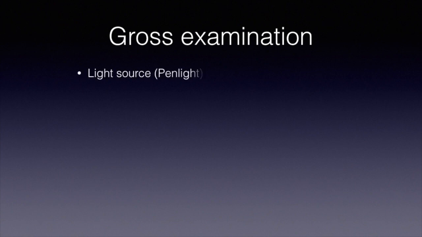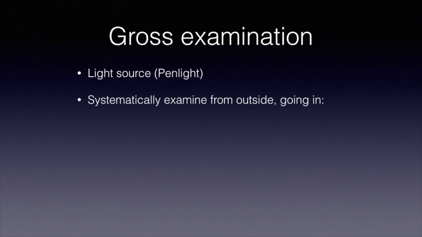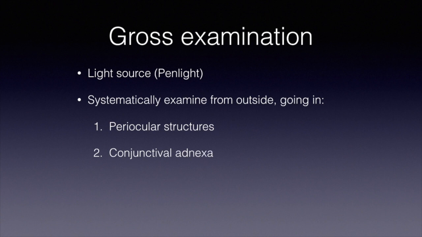The next step is the gross examination. You will need a handheld light source for this. To be more systematic, perform the gross examination of the eye by examining from outside going in. Follow this sequence. By convention, the right eye is examined first and then the left eye.